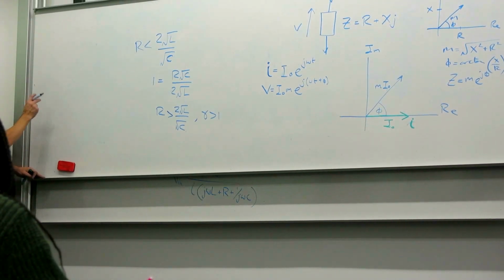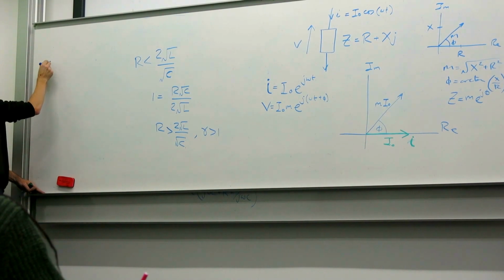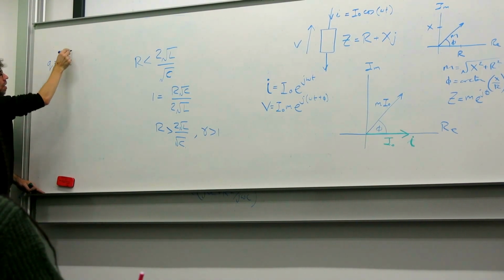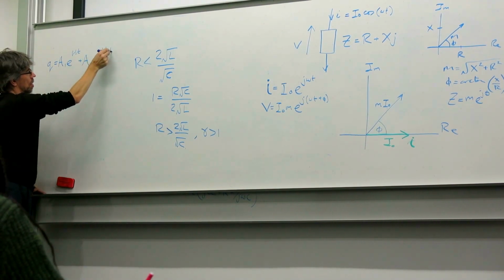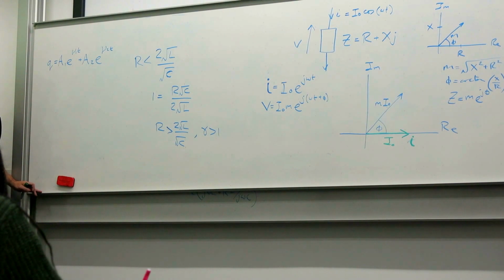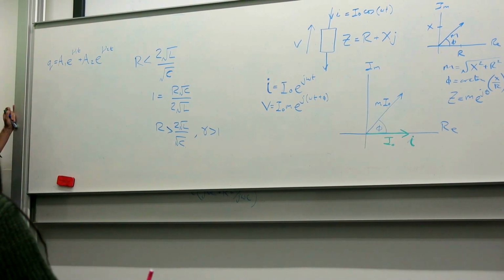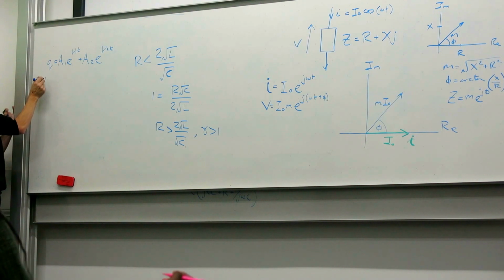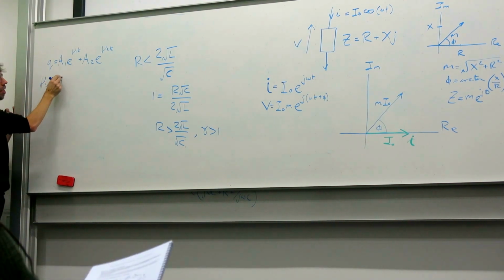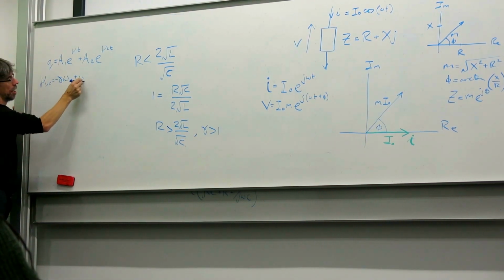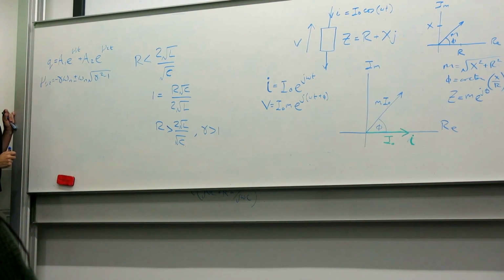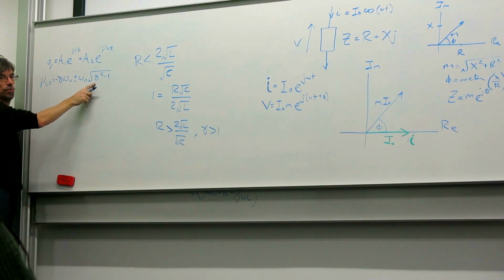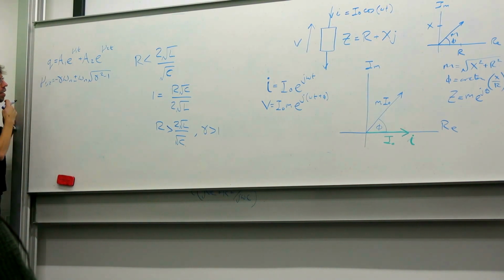If we go back to the general solution, Q is A1 e to the mu1 t plus A2 e to the mu2 t. Mu1 and mu2 are minus gamma omega n plus or minus omega n square root of gamma squared minus 1. So if gamma is greater than 1, this is now the square root of a real number.